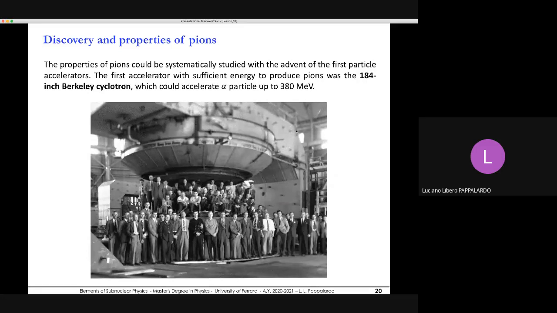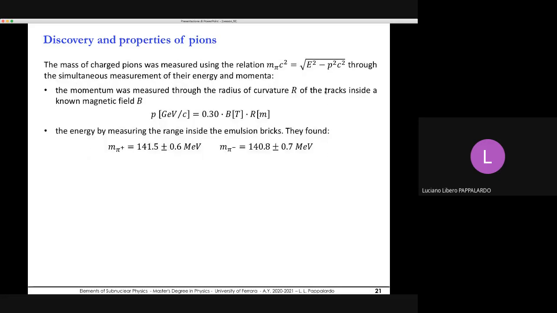Now, the properties of pions could finally be systematically studied with the advent of the first particle accelerators. And the first accelerator with sufficient energy to produce pions was this very large cyclotron at the Berkeley University, which could accelerate alpha particles up to 380 MeV. So with this beautiful machine, they were able to make interesting studies and to characterize, for the first time, the pions.